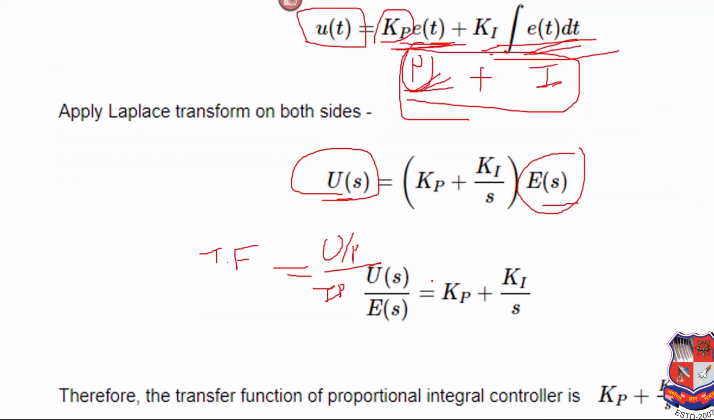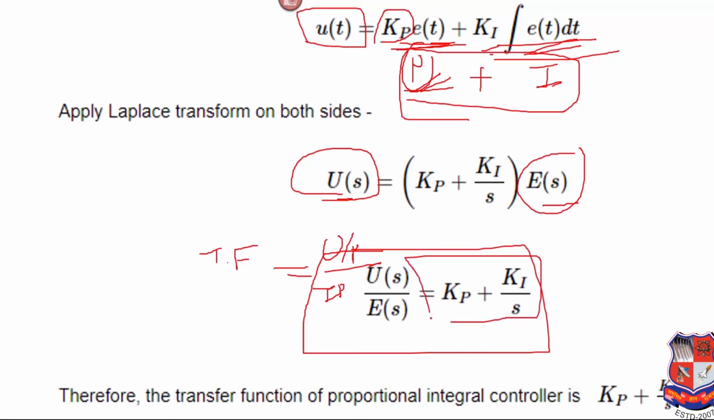This is U(s) over E(s), which is my transfer function, written in the form of output over input. So this is my transfer function, Kp plus Ki by s, for the PI controller. Now that's all for today.